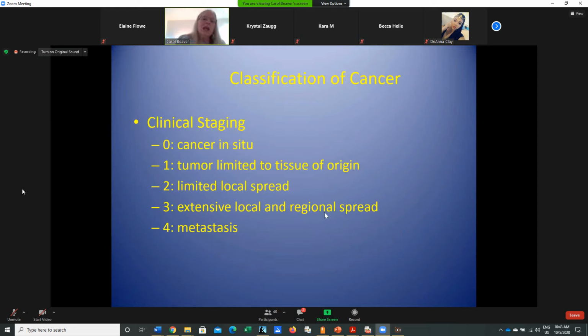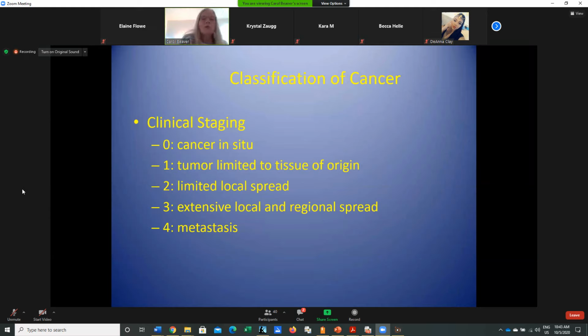So classifications of cancer is staging. This is a very simple way. It is complicated in breast cancers and lung cancers and lots of different cancers, but this is very basic. What you need to know is, the higher the number here, the worse the prognosis is.